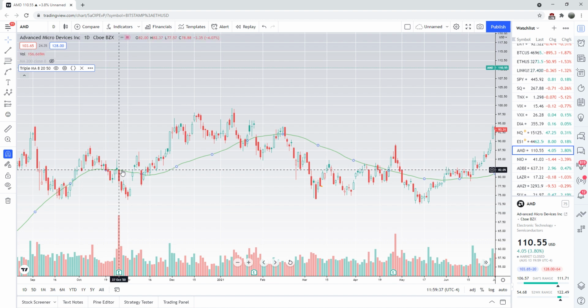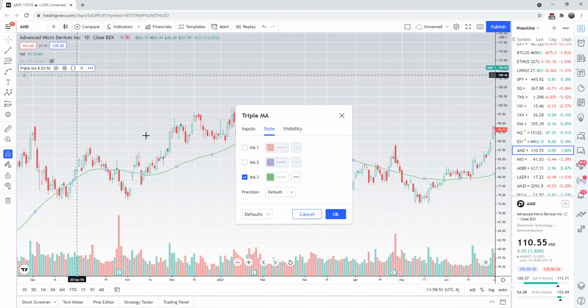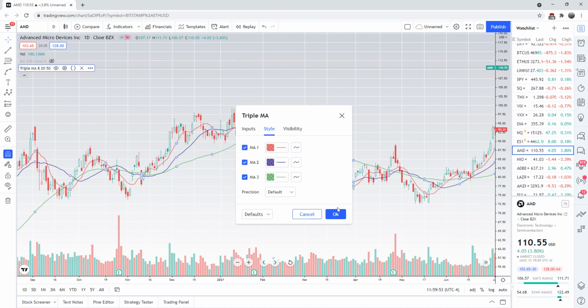I would wait till the next day for entry, and the next day it didn't get above it, it stayed below it, below it, below it. And now I would say entry here. So once we have entry here, I put on my 8 and my 20.